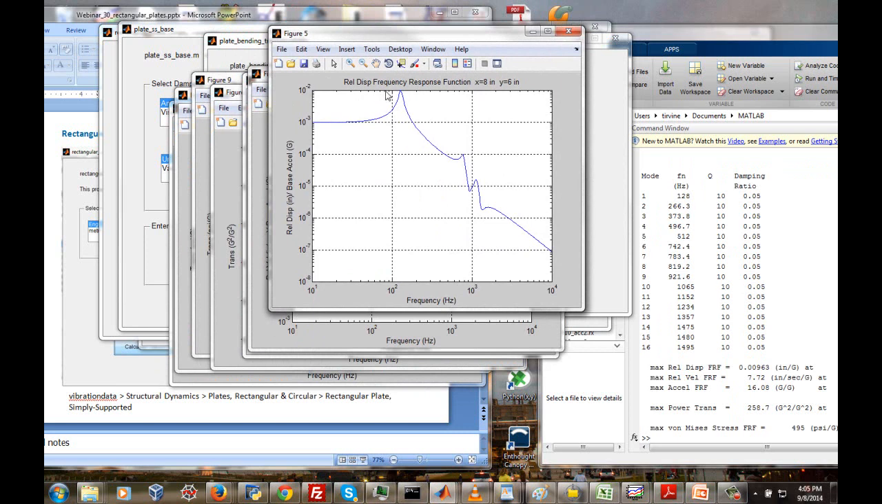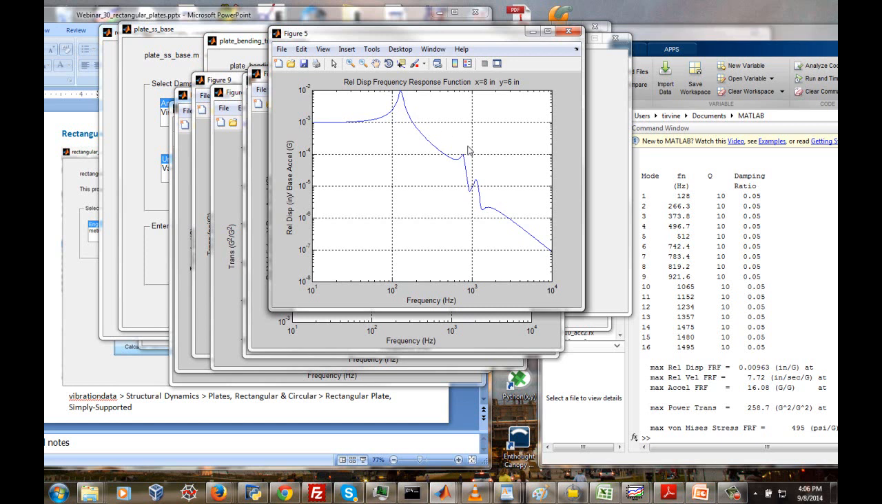So here's our relative displacement frequency response function, and this is at the center of that plate because the plate is 16-inch long and 12-inch wide. So the 0 point, the origin, is at one of the corners. So we have the relative displacement in inches divided by the base acceleration g. And we see the fundamental mode here at 128 hertz. And then there's kind of a steep roll-off here. And you do see some of the higher modes having their little peaks there.